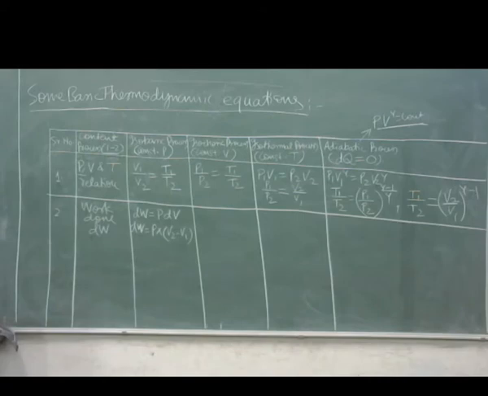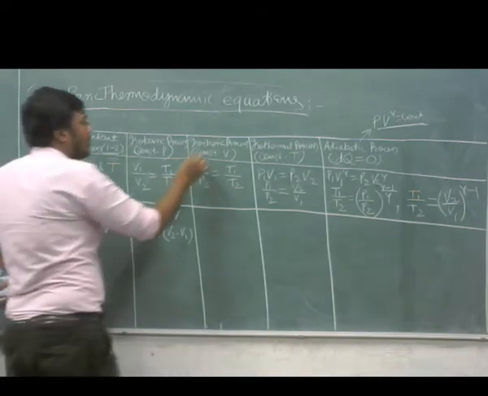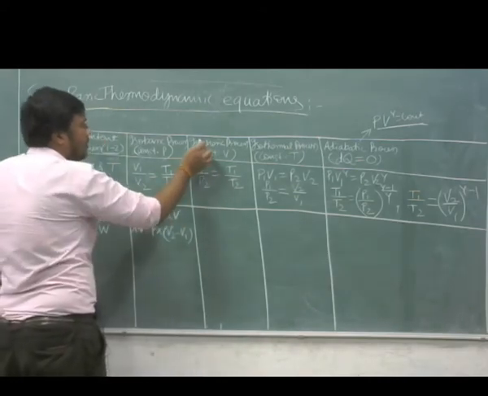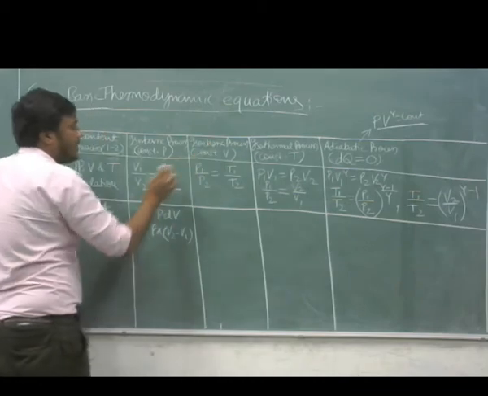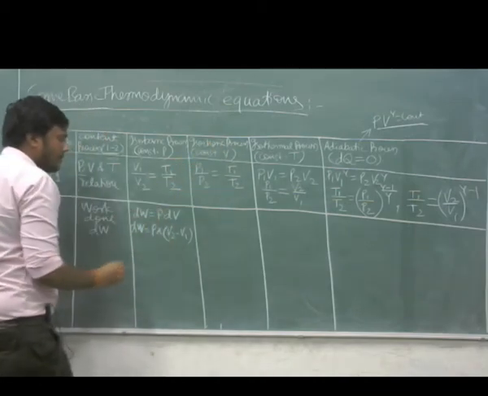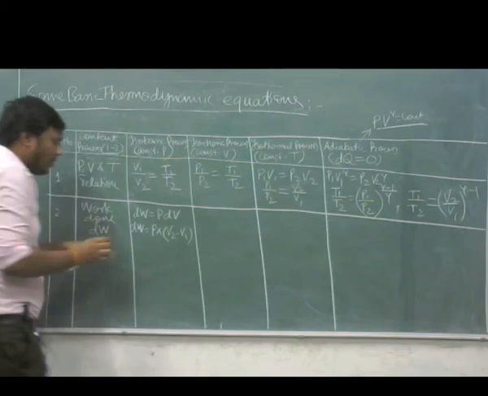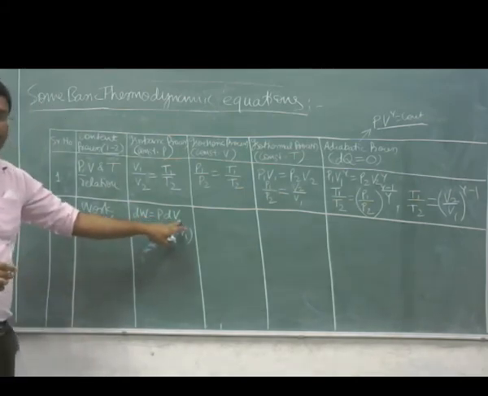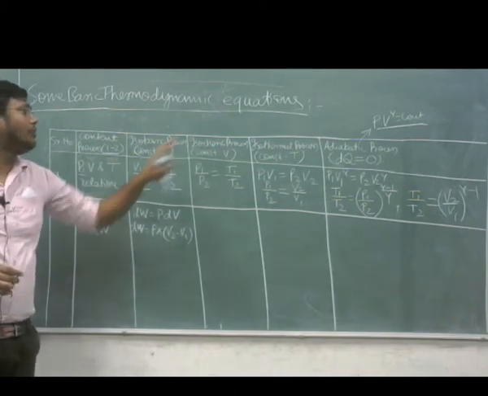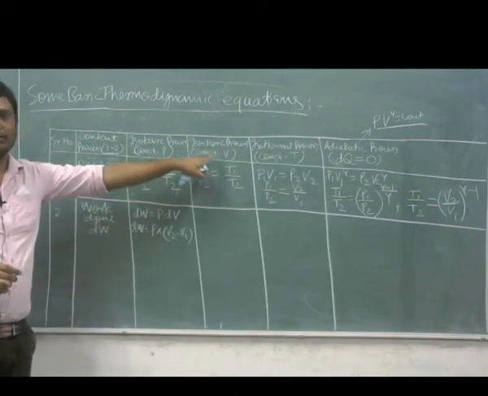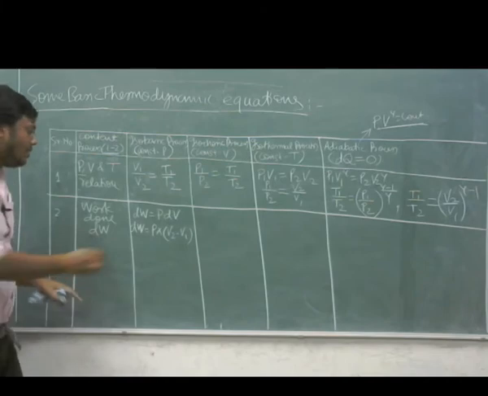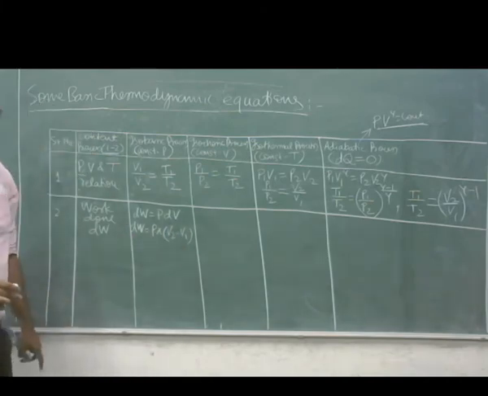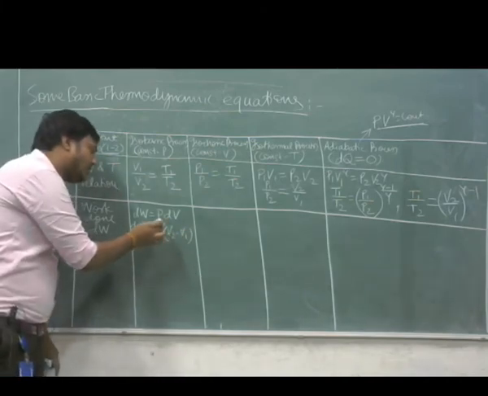Next, what will be the formula for the work done for isochoric process? We can generate the formula from here only. The formula is P into dV. For isochoric process, volume is constant. Volume is constant means V1 is equal to V2. So if V1 is equal to V2, what will be the value of dV?